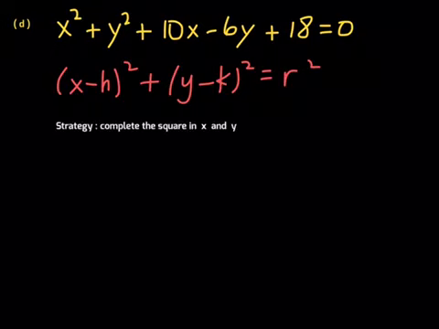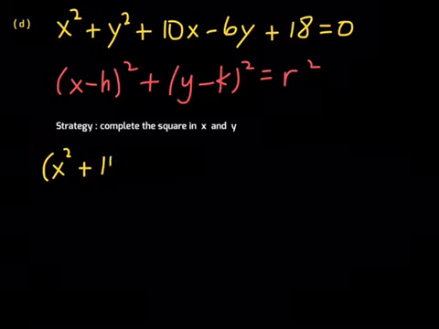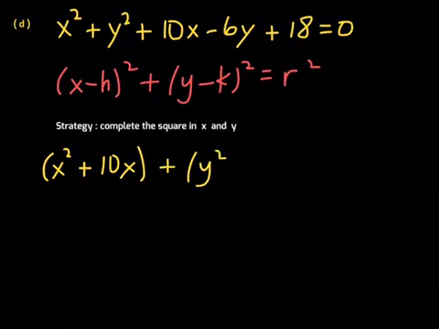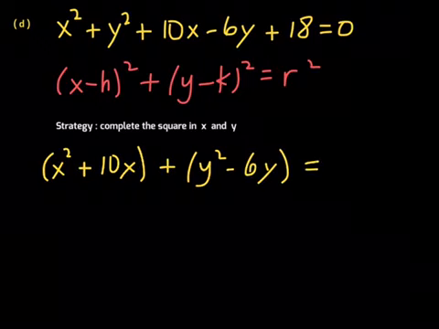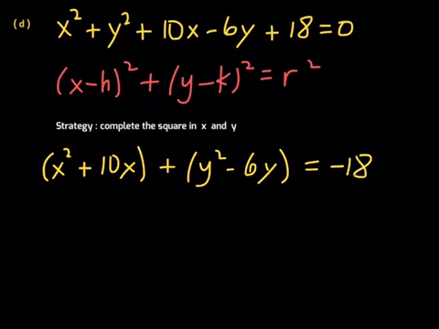All right, so in order to complete the square in x and y, the first thing I'm going to have you do is use the associative property of addition to group the x terms together and group the y terms together. While we're at it, let's move that constant, which is 18, over to the other side. So now it's -18. And now I want you to complete the square in x and y.